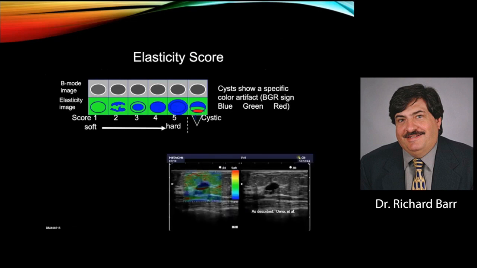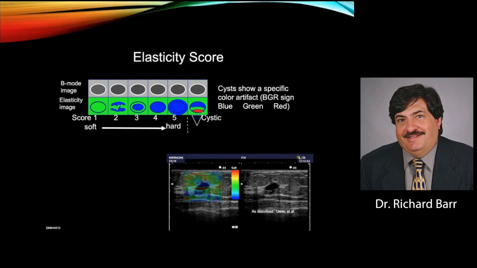So in addition to that E to B distance ratio, a second method is using the Elasticity Score, where we have a scale of 1 to 5. A score of 1, the lesion is entirely soft. A score of 2, we have hard and soft components. 3, the lesion is hard and smaller than on B mode. 4, the lesion is stiff and the same size as B mode. And 5, the lesion is stiff and larger than it is on B mode.